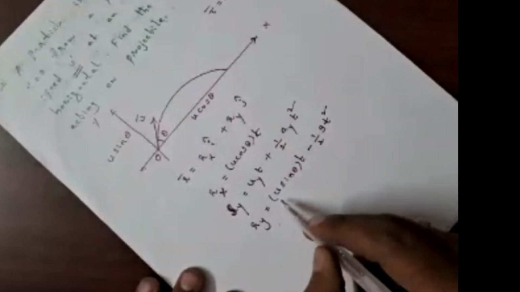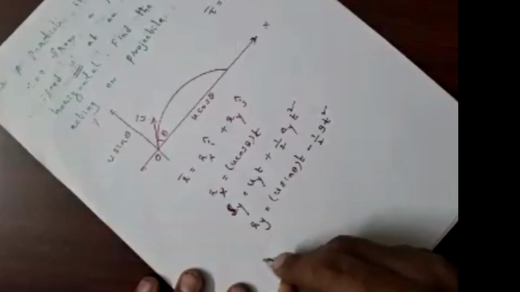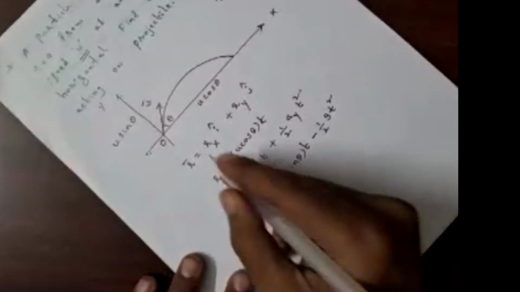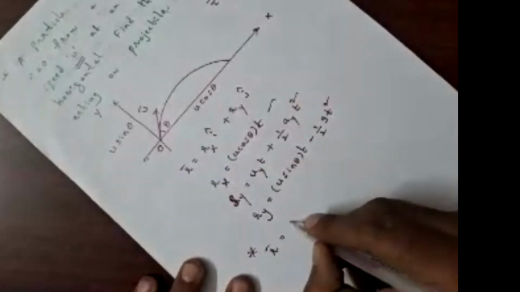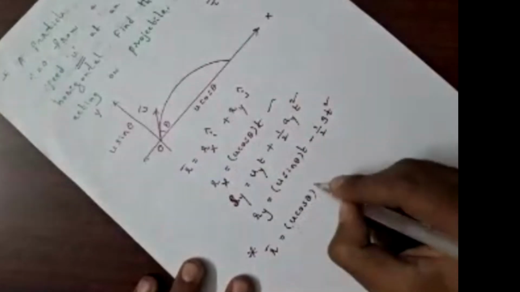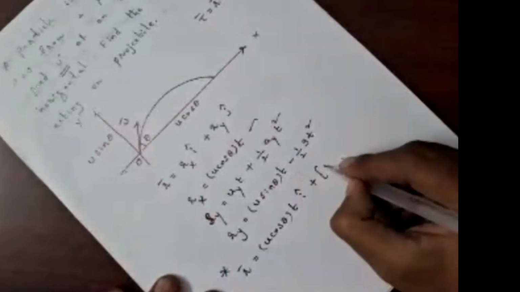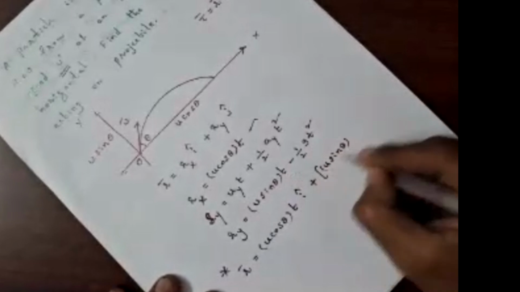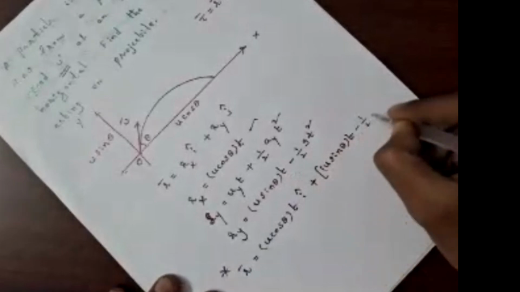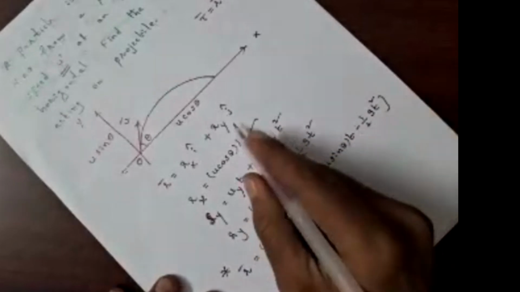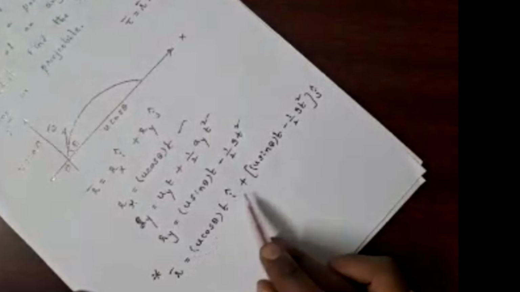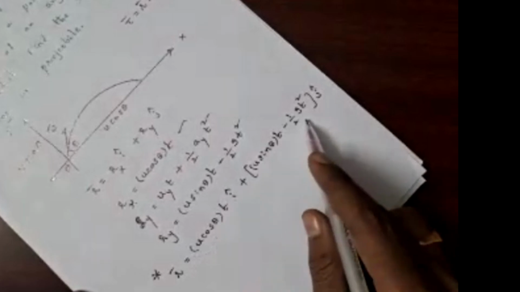Now, substitute these values in the equation. R bar is equal to, what is the Rx? U cos theta into T i cap plus, what is the Ry? U sin theta into T minus half gt square, what's the value? j cap. R bar is equal to u cos theta into T i cap plus u sin theta into T minus half gt square into j cap. This is R bar. Then what about the F bar?